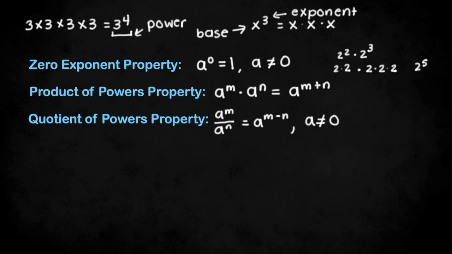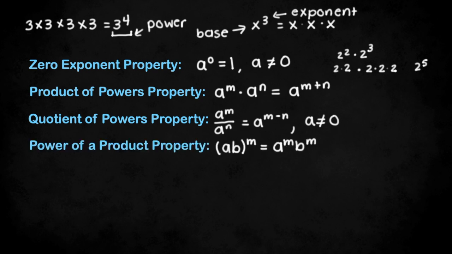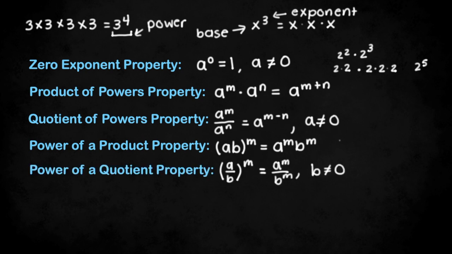Now, the power of a product property states that when a product of 2 or more factors is raised to a power, each factor is raised to that power. Similarly, the power of a quotient property states that when a quotient of 2 or more factors is raised to a power, both the numerator and denominator are raised to that power.